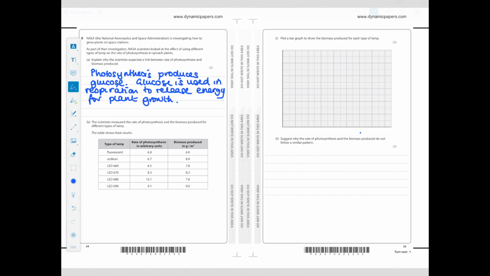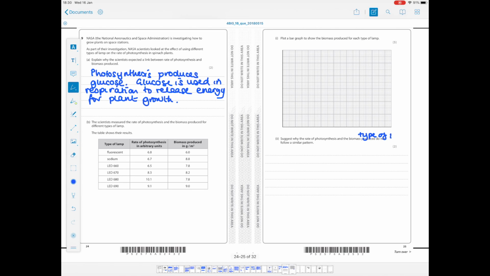So we're going to have type of lamp along the bottom. And then we're looking at biomass, so we're going to have biomass along the y-axis. And don't forget your units, which in this case is gram per metre squared. And then pick a sensible scale. So we need to get up to 9. And I'm actually going to reduce this graph line because the scale is such that we only need to get from 6 to 9. And I want to keep it nice and big. So I'm going to put that as 6, 7, 8, 9, 10.